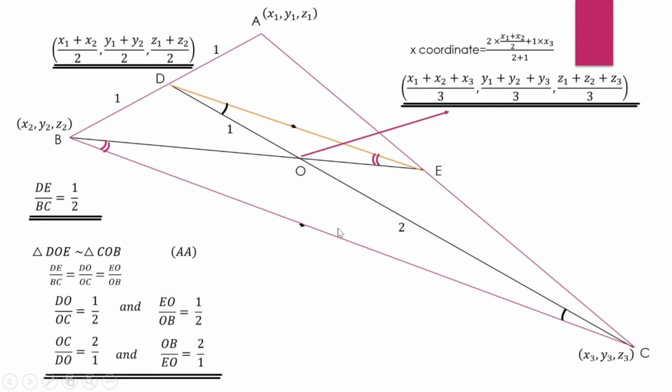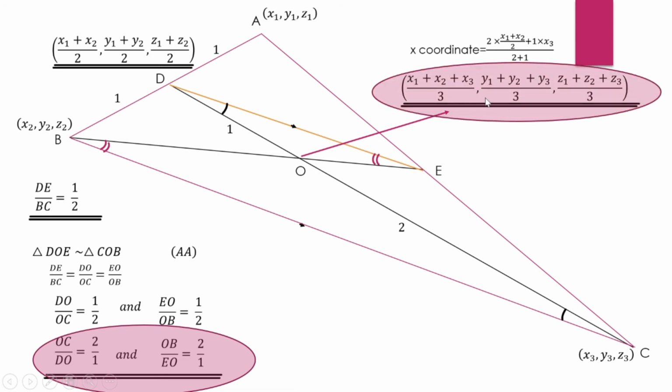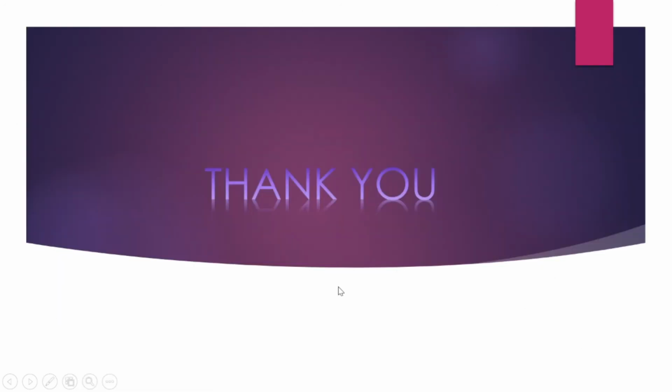In fact, we proved both the results of today's video. The first one is this, which means the centroid of a triangle divides the median of a triangle in the ratio 2:1. And the second one is this, which actually gives us the formula for finding the coordinates of the centroid of a triangle. I hope you understood. Thank you.